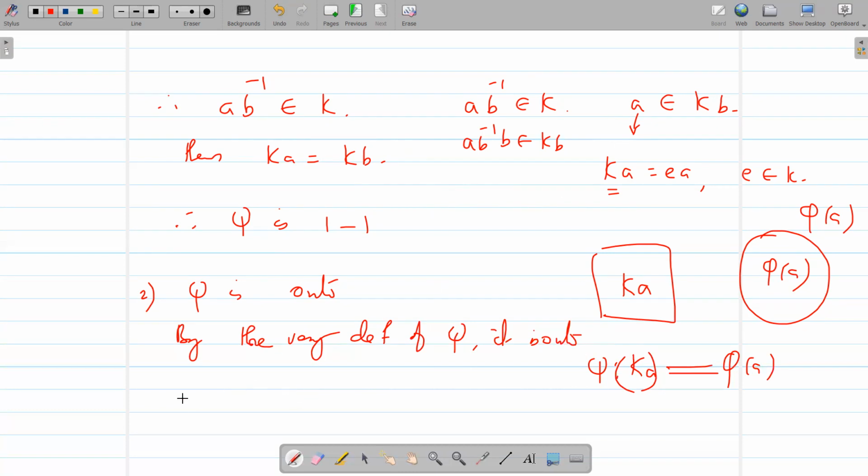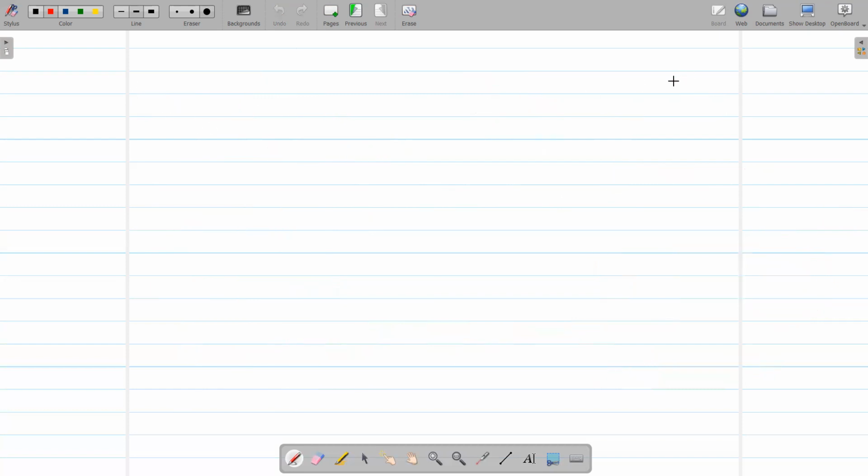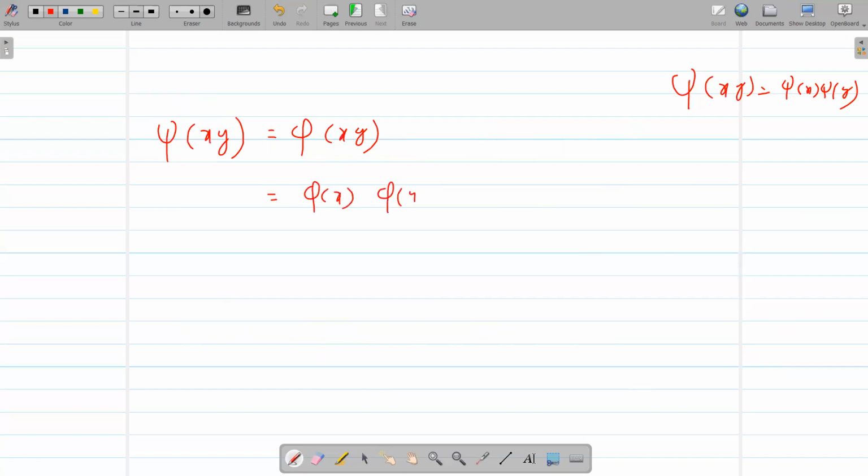Okay, so we showed that psi is a 1, 1 and onto function from G by K to phi of G. Now to show that it is an isomorphism, we also need to prove that psi of xy is equal to psi of x, psi of y. Now what is psi of xy? By the very definition, psi of xy is equal to phi of xy, and this can be written as phi x, phi y, since phi is a homomorphism.